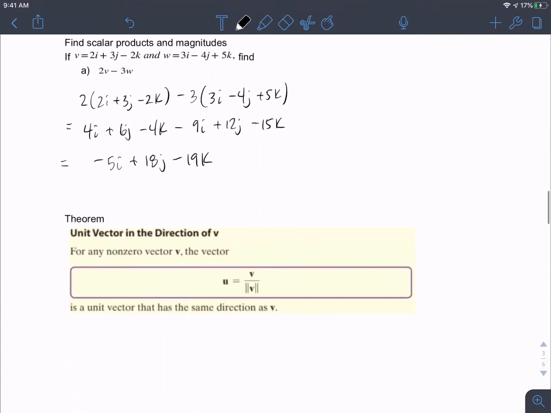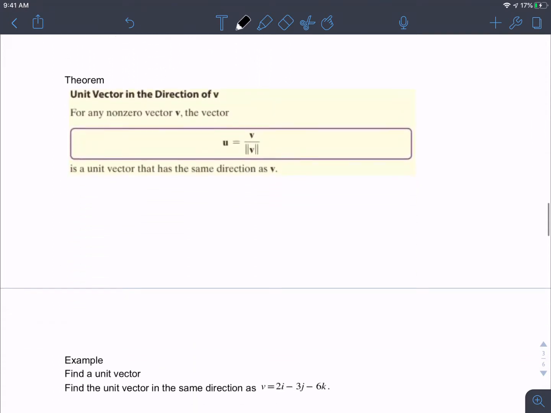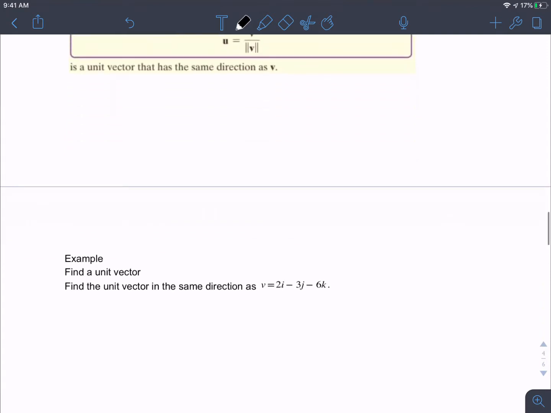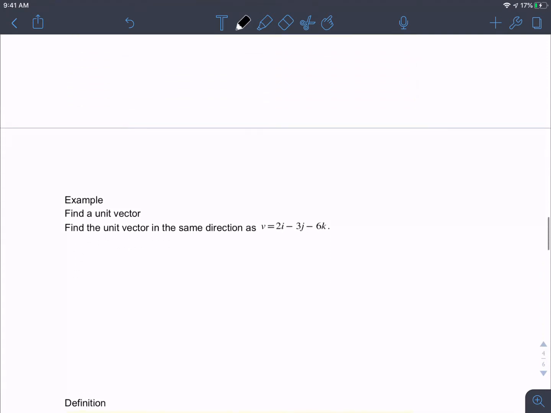Okay, the unit vector, this is a formula that you should know. We're going to do an example with it, but basically if we have a vector v, the unit vector is just going to be the vector v itself divided by its magnitude. So here is an example that I'm about to do. The first thing that I'm going to do is find the magnitude of v.